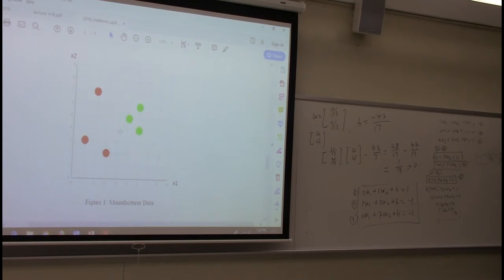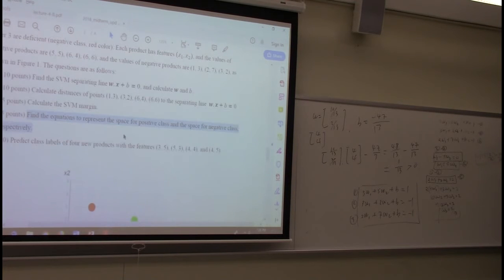Okay? So keep in mind, the distance tells you how confident you can be in predicting a class. That's why distance is very important.